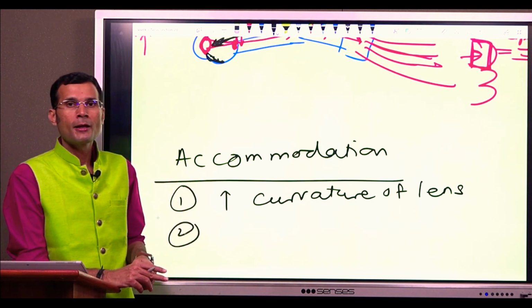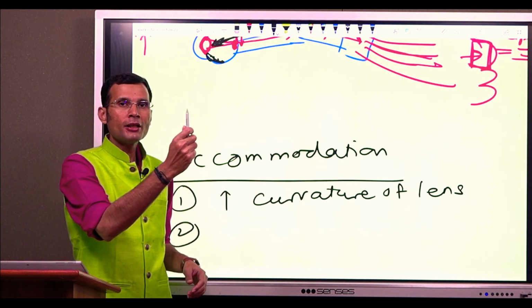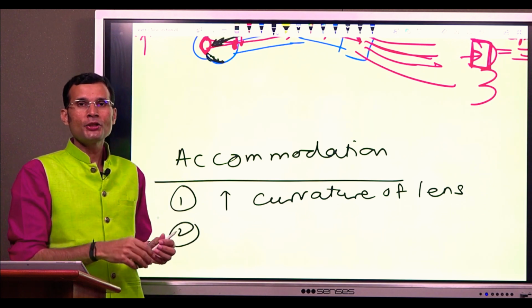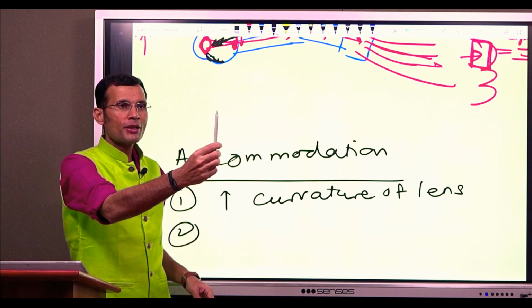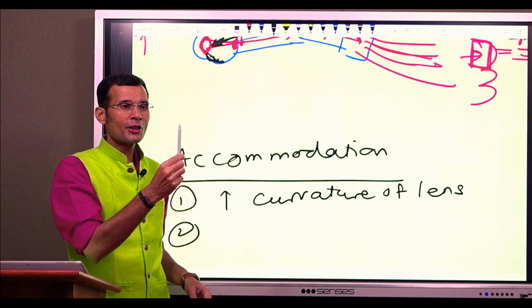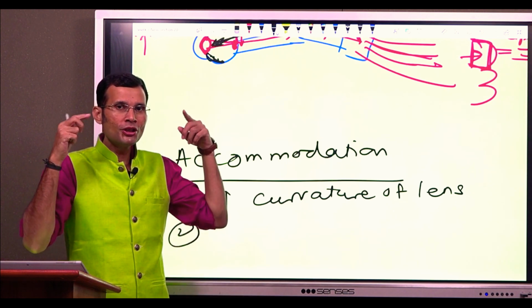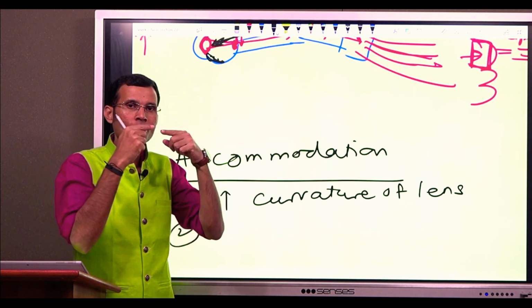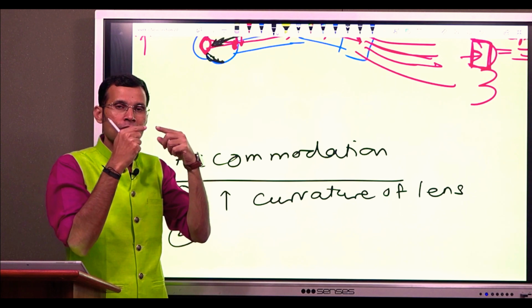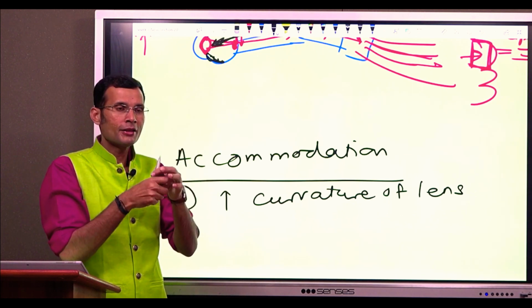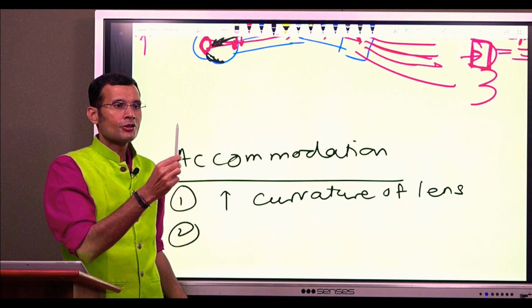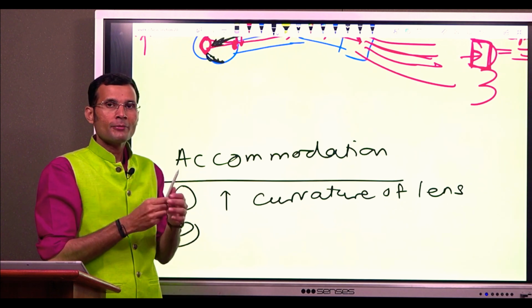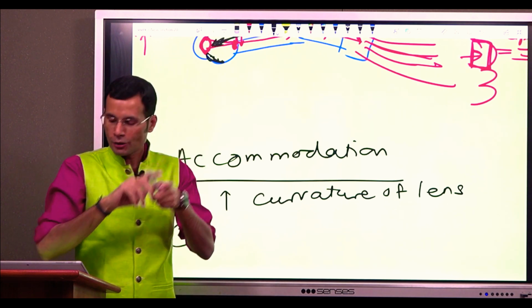Second is medial rotation of the eyes. This you can see yourself. When the object is coming closer and closer and closer, both the eyes converge, and they converge near the midline like this. You need to look at the object, the eyes show a medial rotation.